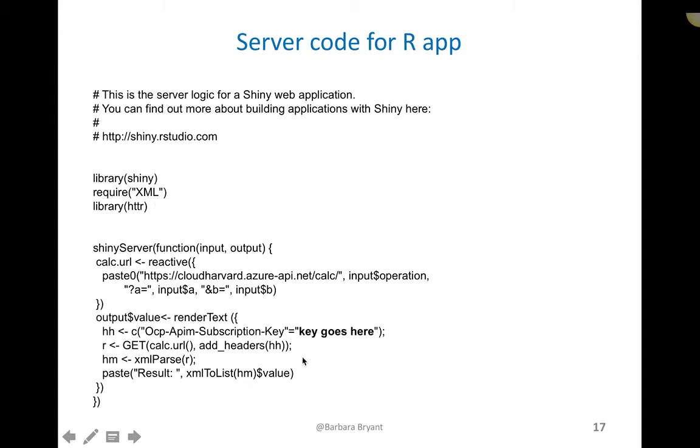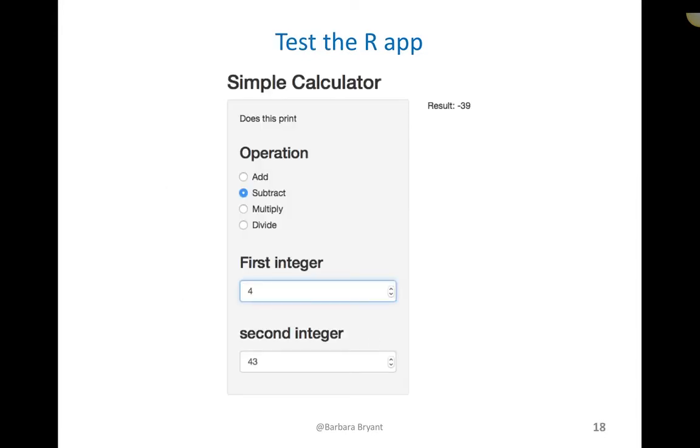So I wrote the code, including the key that I got as a developer, both the UI and the server code, and I tested it within RStudio and saw that it was working. So I can pick my operation and my operands, and it will return to me a result.